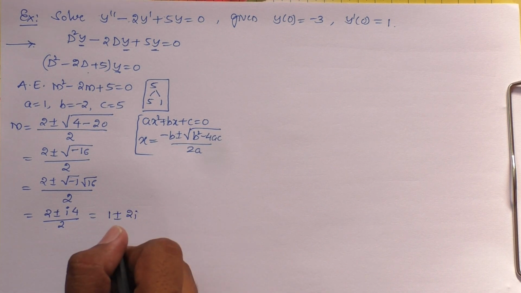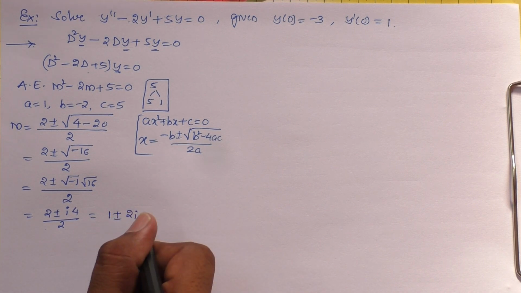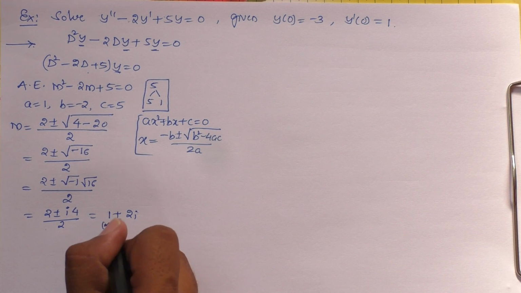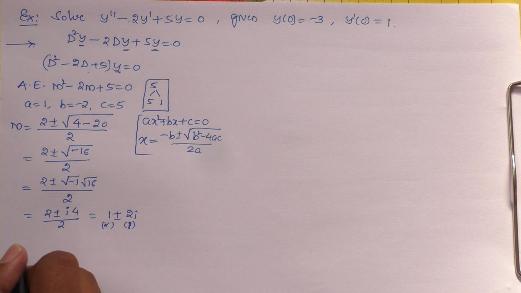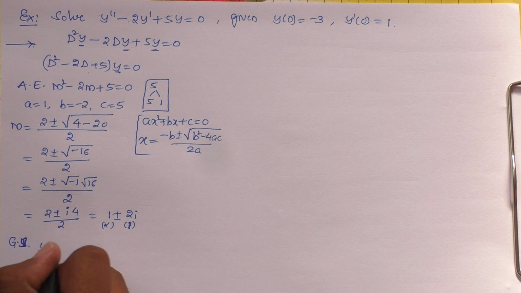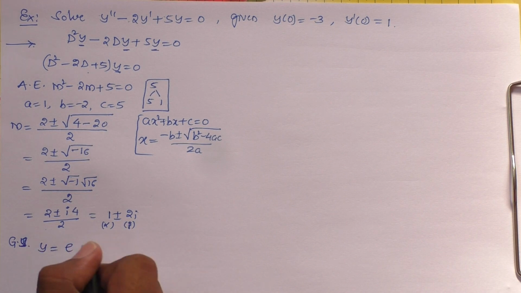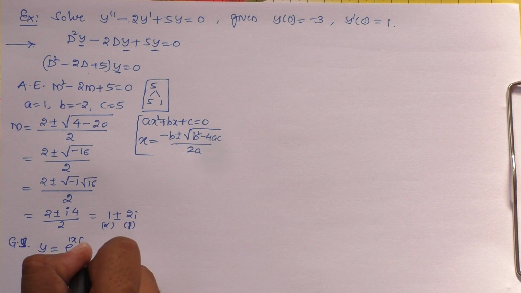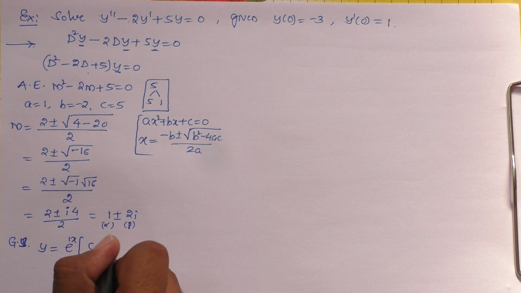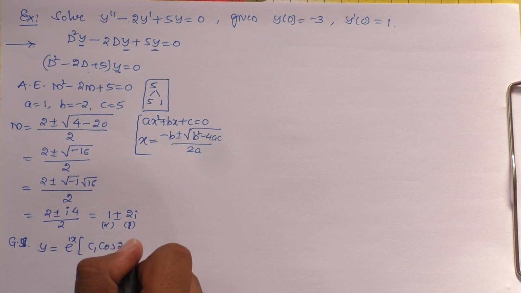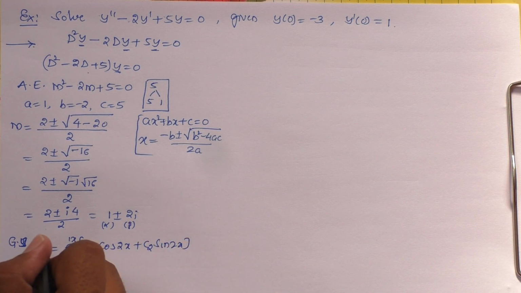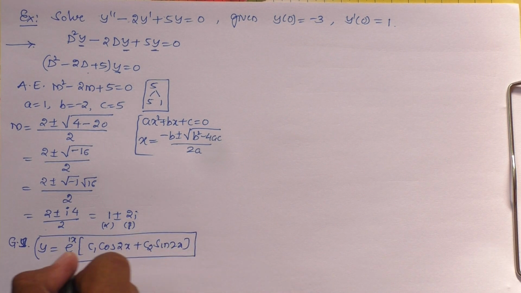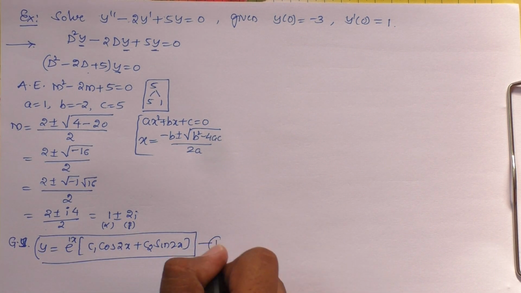So it can be considered as α ± iβ, where α is 1 and β is 2. So now the general solution is y = e^(αx) (c1 cos βx + c2 sin βx), that is y = e^x (c1 cos 2x + c2 sin 2x). So this is the general solution of the given problem.